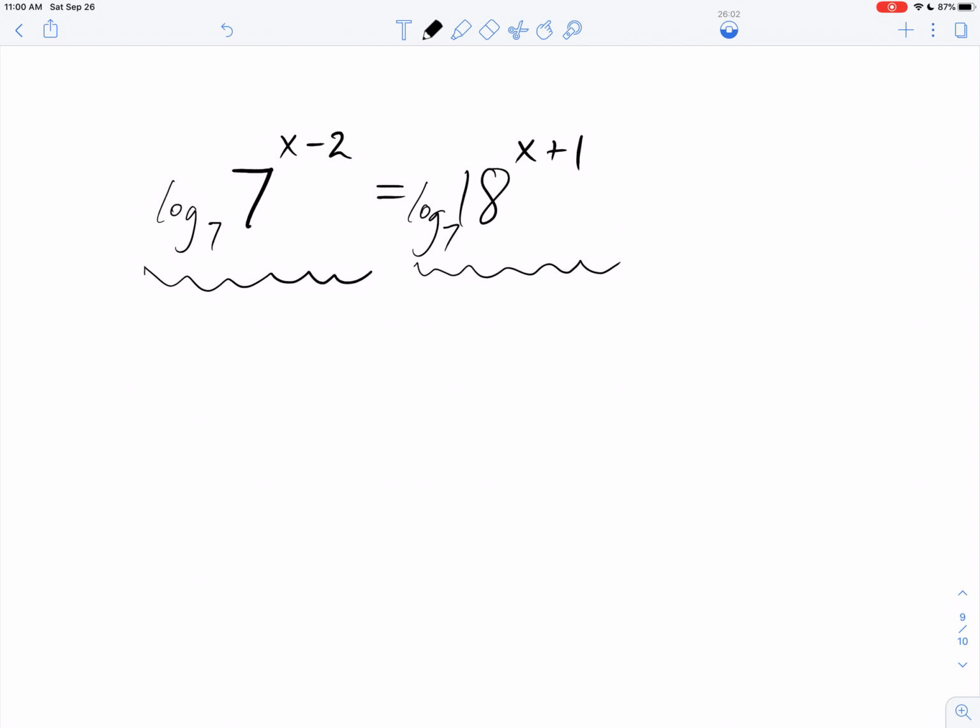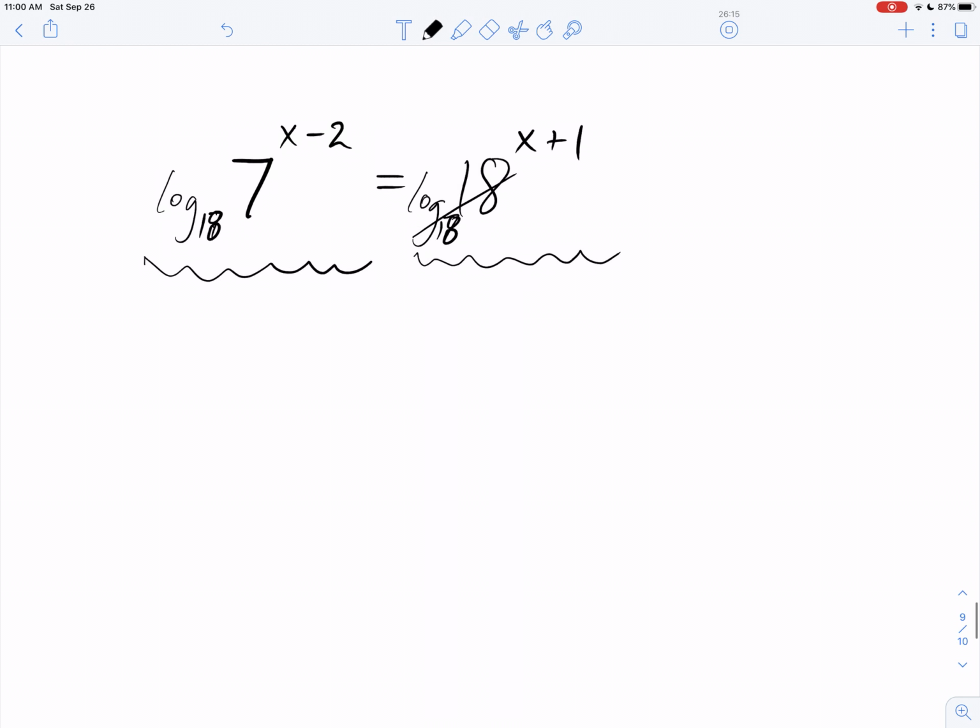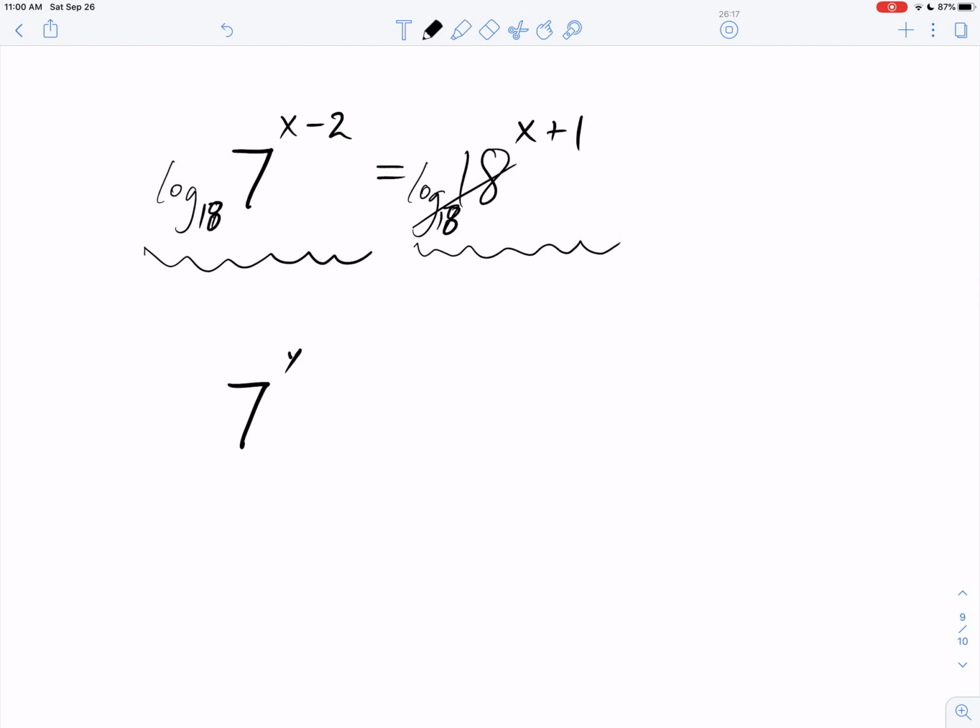And it doesn't help to ask, well, what if I use base 18 over here and base 18 over here? Well, then this side's nice and pretty, but this side's going to be a pain in the butt. So here is my word of wisdom. When you have a problem where you cannot get the bases to match, and there are variables on both sides, this is the worst case scenario. Do yourself a favor and just use regular old log, common log.